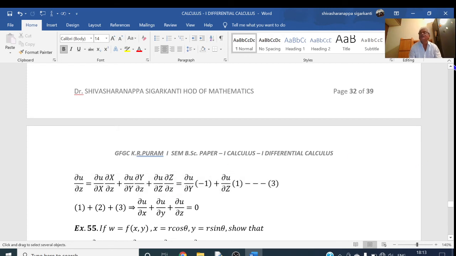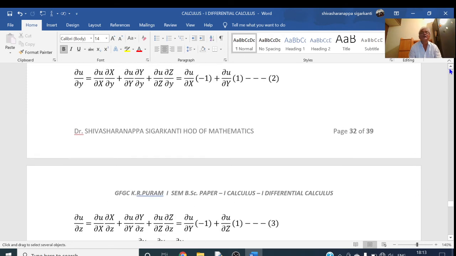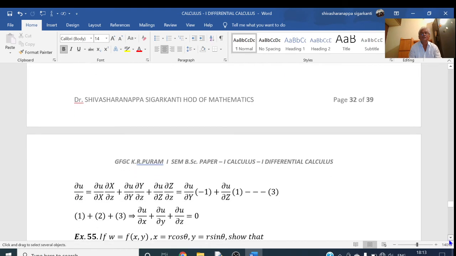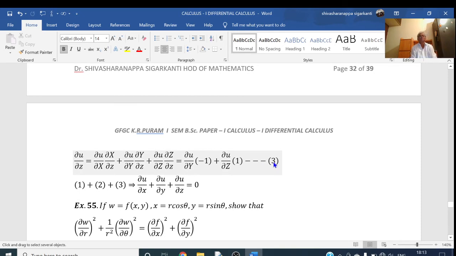Minus 1, plus ∂u/∂Z into ∂Z/∂z. Capital Z is z minus x. Therefore, differentiation of capital Z with respect to small z is equal to 1. So this is equal to 1. I will take this as equation 3.